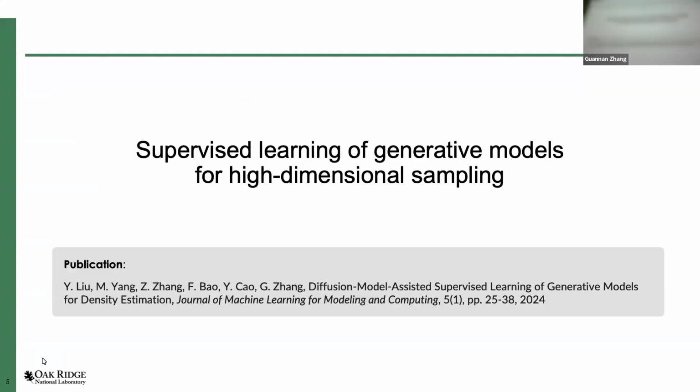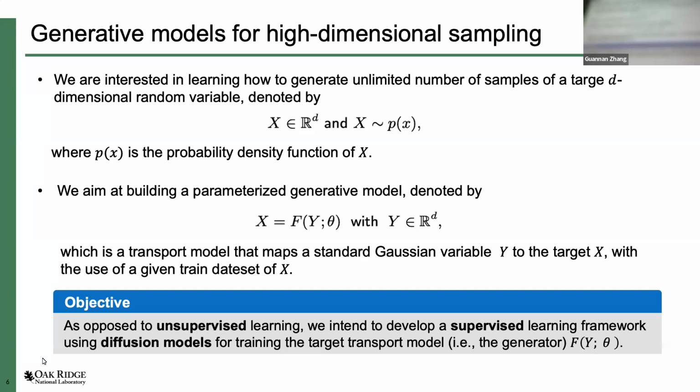Okay, so we start from the first topic, which is the simplest one, the supervised learning of a generative model for just high dimensional sampling. This setting is very simple. You have a target random variable X and it follows some distribution. You don't know this distribution, but instead you are given a set of samples of X as your information, training data, for example. What you want to do is build this parameterized generative model or generator, which is the transform map F from some standard Gaussian random variable to the target random variable. And this F is parameterized by the parameter theta. So you want to find the best theta such that once it is found, you can generate samples Y from the standard Gaussian and push them through the map to get samples of X. That's all you need.